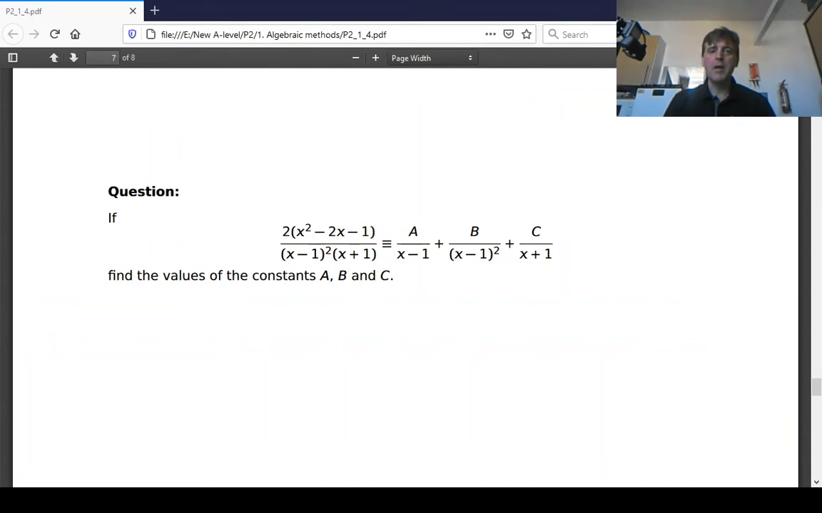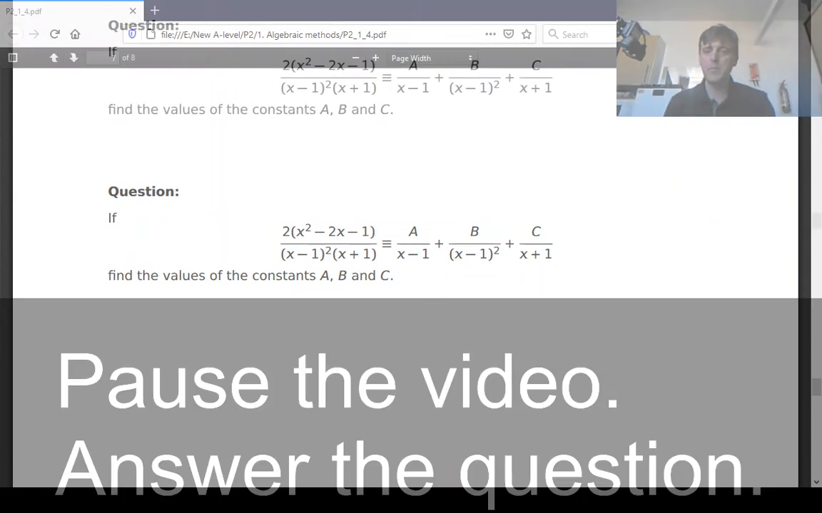Okay, so let's finish this off then. Now we've got the form. Can you now use substitution and rearranging and do whatever you need to do to find the values of the a, the b, and the c? Over to you.